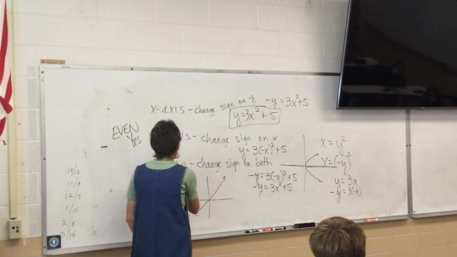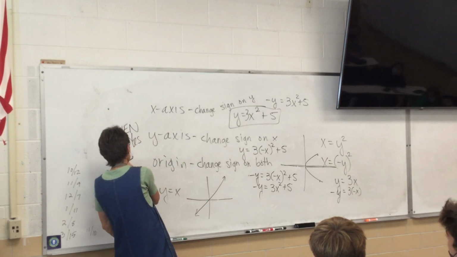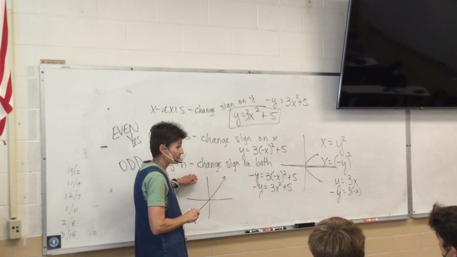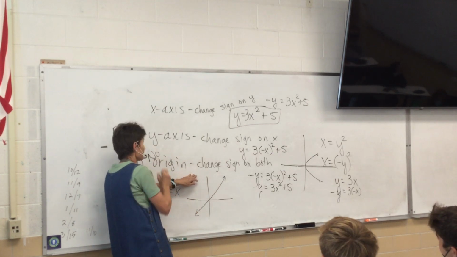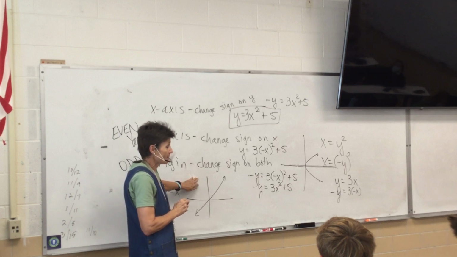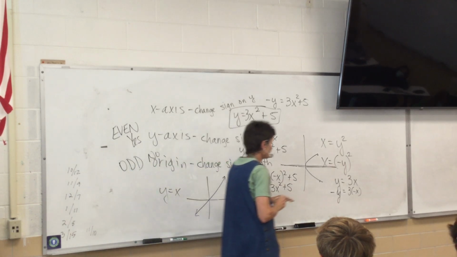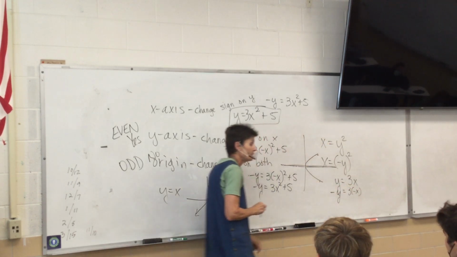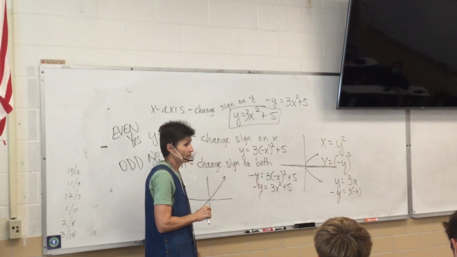If a function has symmetry about the origin, it is called odd. Now ours is not, because we got a no on this. But if it does have symmetry about the origin, it is called an odd function. So this is an example of an odd function. The sine function is odd.